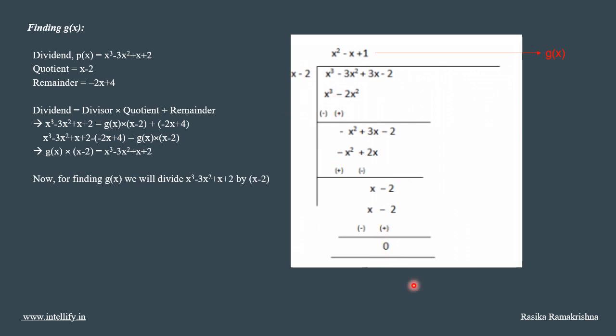Alright, so enough about the remainder. Let's focus on the quotient. Your quotient in this case is going to be g of x, right? So you have the quotient to be x squared minus x plus 1 upon performing the division, which I'm not going to be doing and you're going to be doing yourself. So x squared minus x plus 1 is the required g of x.